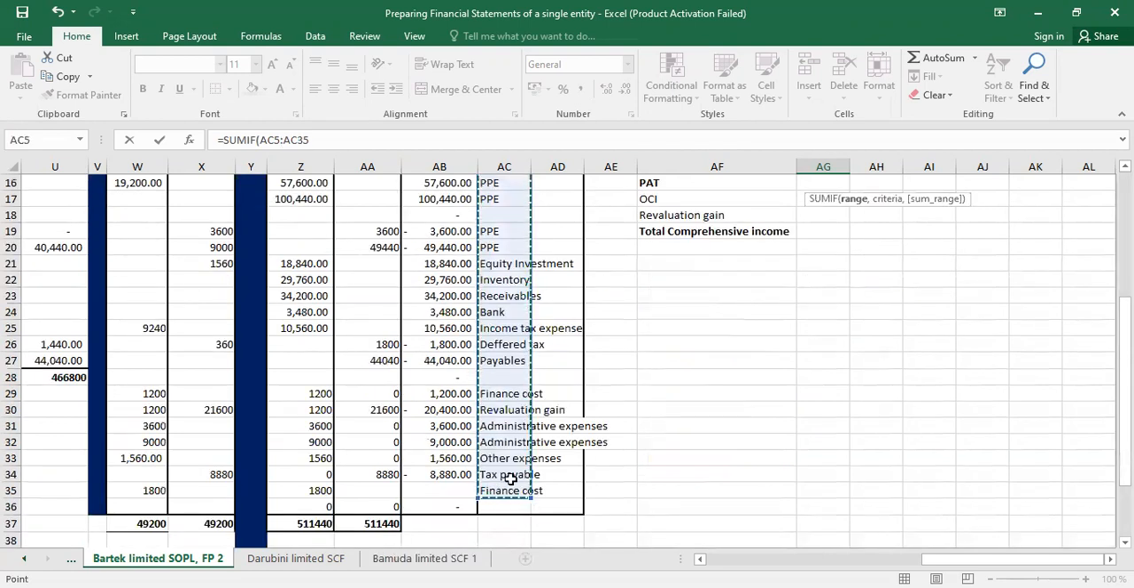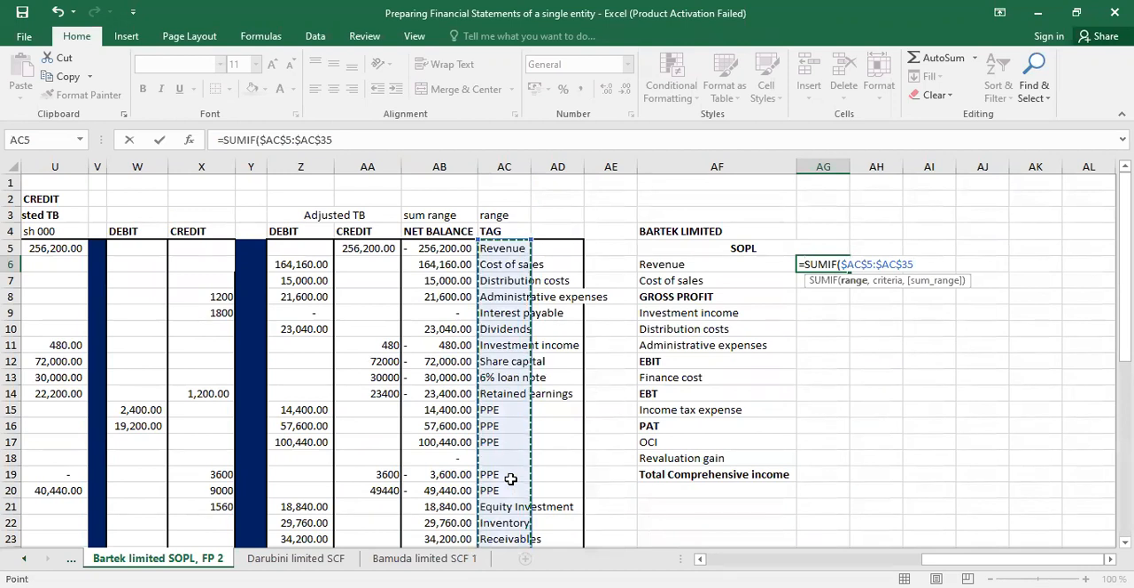Then you press F4 to lock it so that it doesn't move. The range will just be fixed even if we drag down. And then the criteria is this. The reason why we are not locking the criteria is that when we drag down, we want the criteria to reflect here. This is in Excel called cell referencing. It is the relative position of the cell, so that when we drag down, it goes to cost of sale. It doesn't remain at revenue.